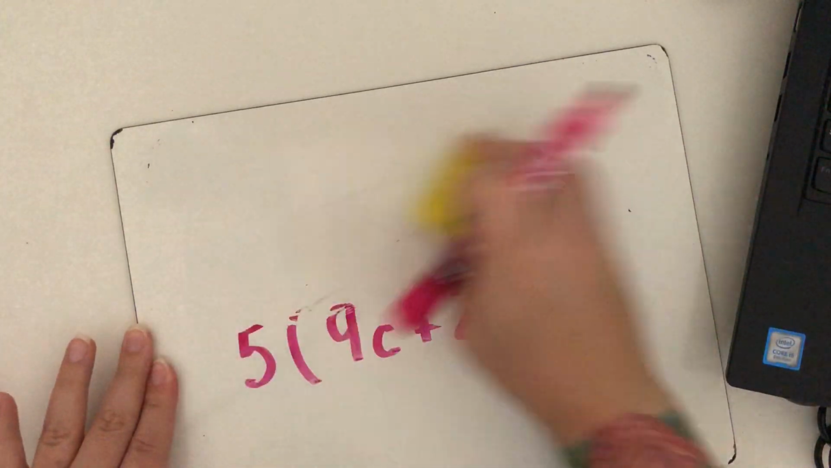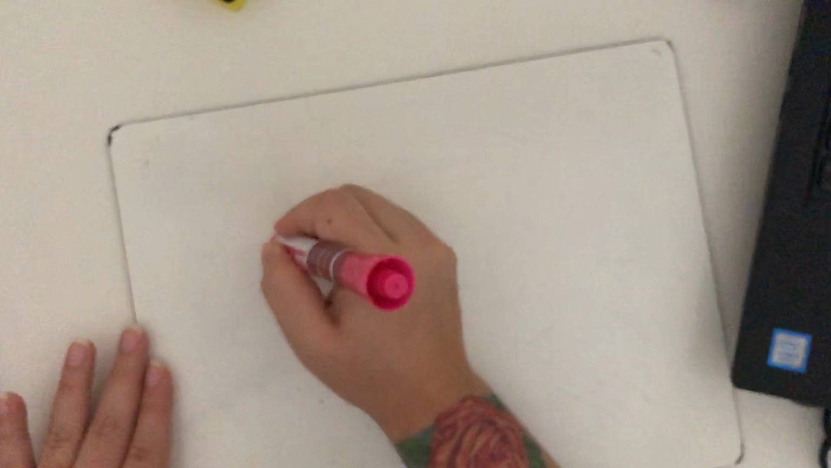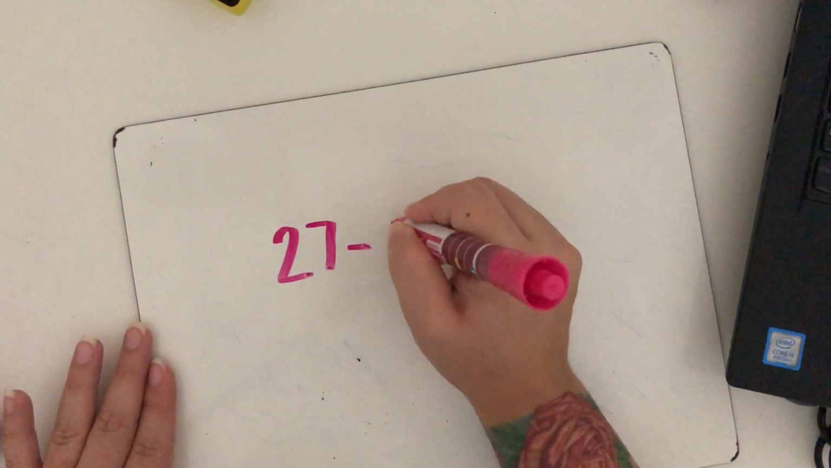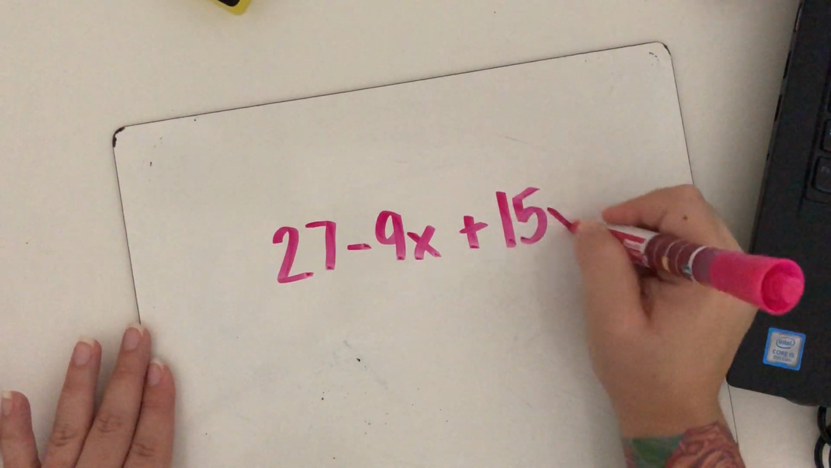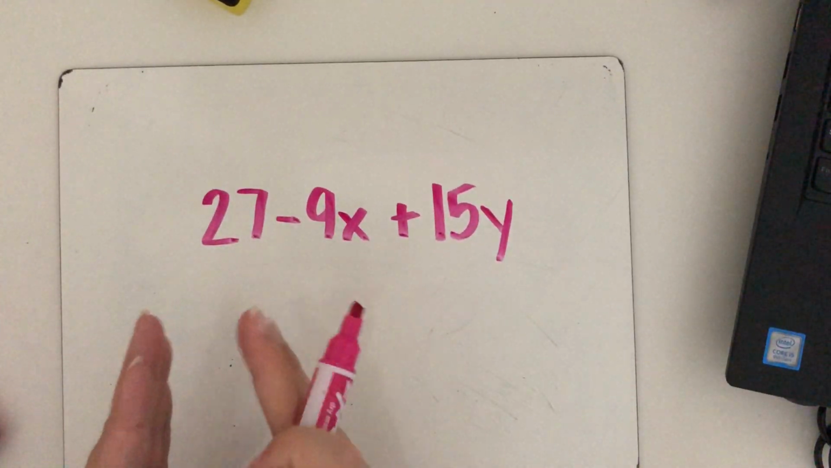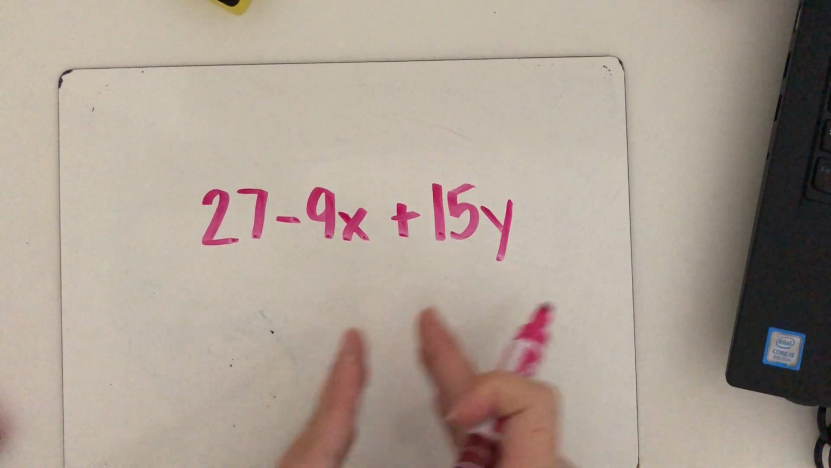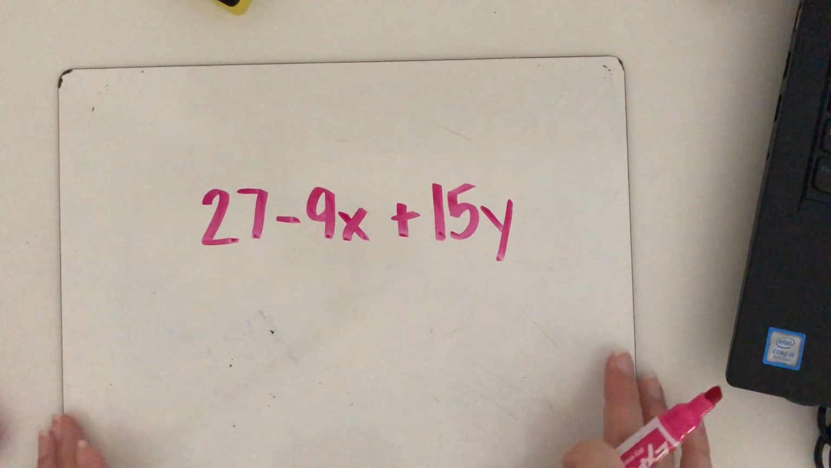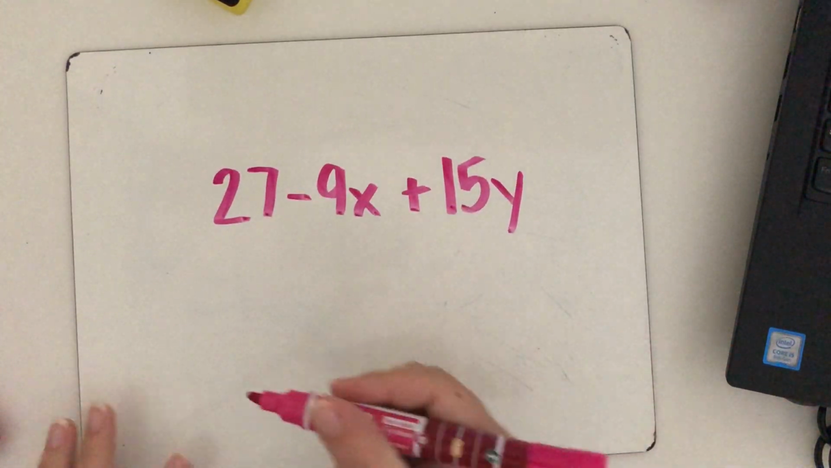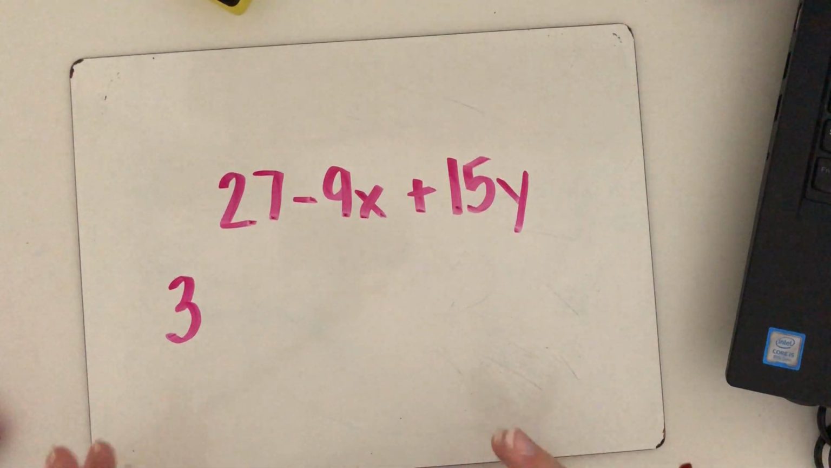So let's say we also have one that maybe has 3 terms. So it has to be something in common with all 3 terms, not just 2 of them, not just 1, all 3. So if I were looking at these 3 terms, so I have 27, negative 9x, and a positive 15y, what do they have in common? Yep, 3. 3 is going to be the greatest value that each of them has in common with each other.